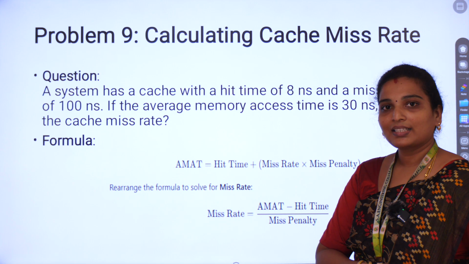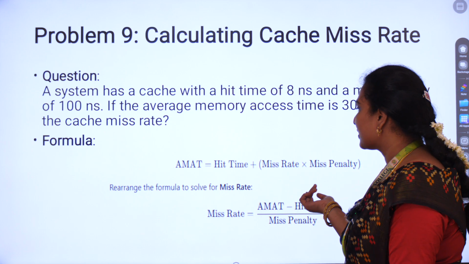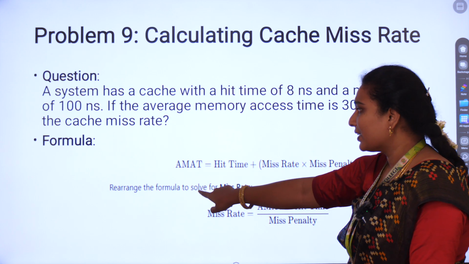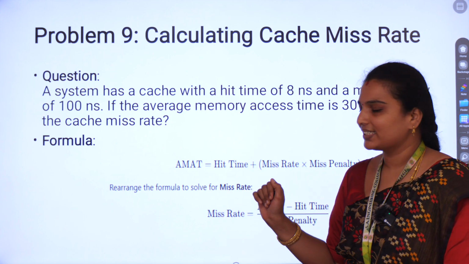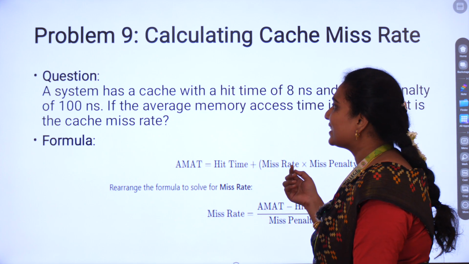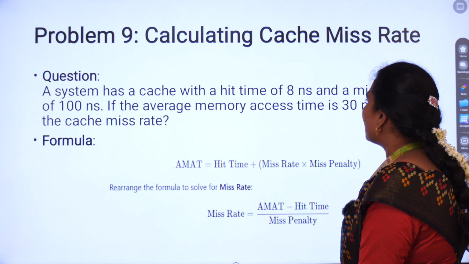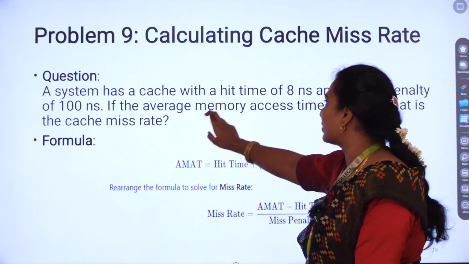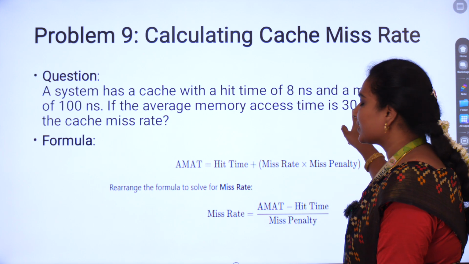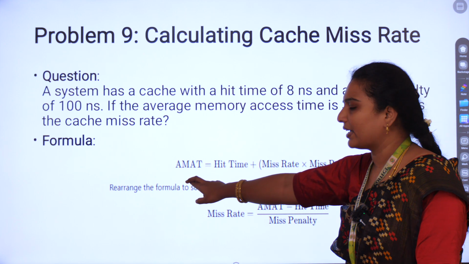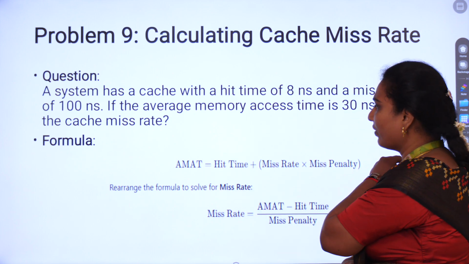This is for calculating the cache miss rate. Let us see. Again the average memory access time formula is used here, but it is rearranged to find the miss rate. First let us look into the question, then we will solve this problem. A system has a cache with a hit time of 8 nanoseconds and a miss penalty of 100 nanoseconds. So the hit time is 8 and the miss penalty is 100. If the average memory access time is 30 nanoseconds, here the AMAT value is given, that is 30 nanoseconds. What is the cache miss rate? We have to find that out here.